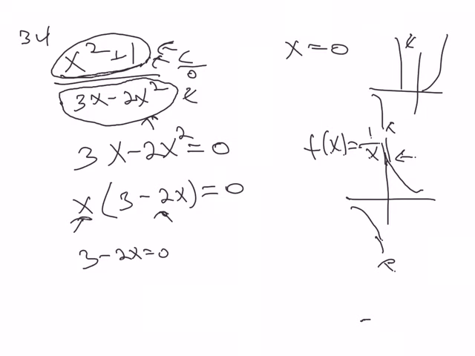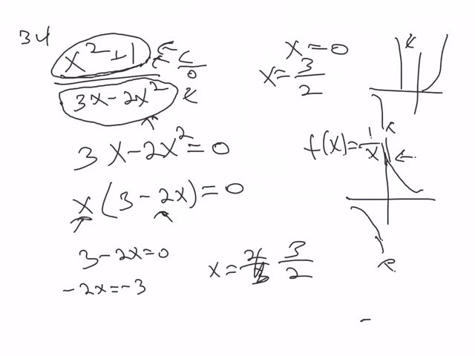Or negative 2x equals negative 3, or x equals 3 over 2. So that's another vertical asymptote.